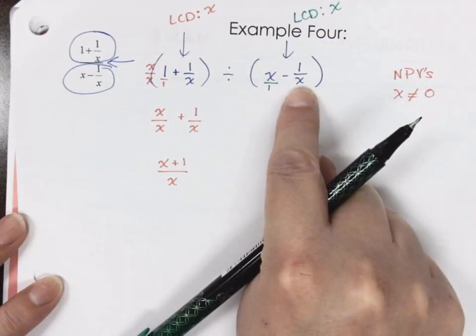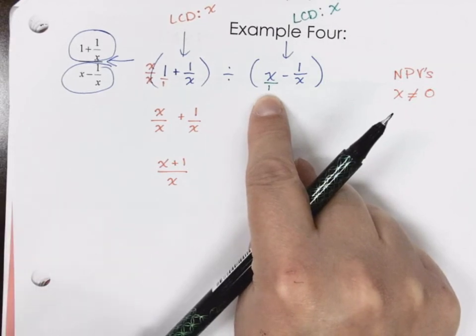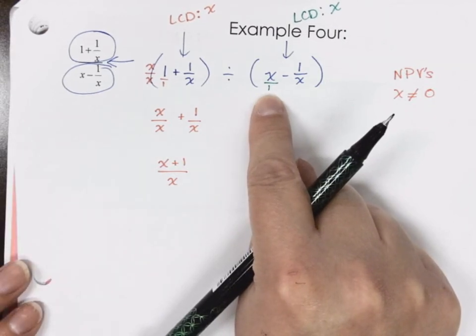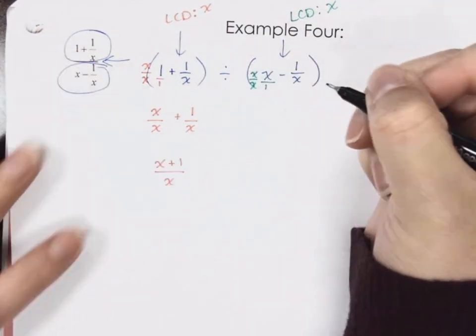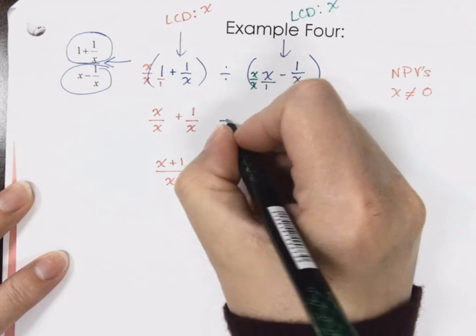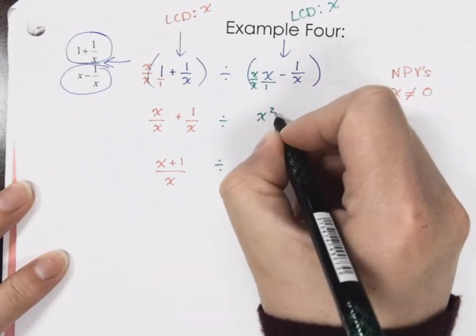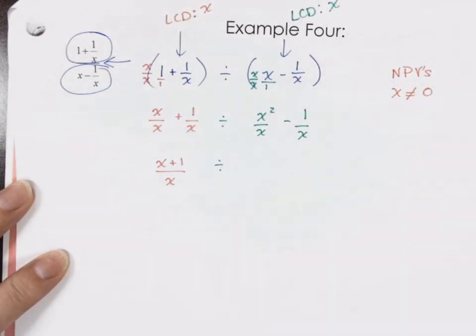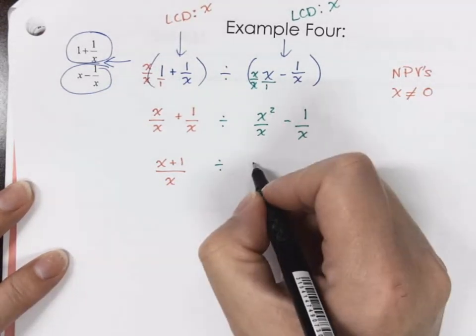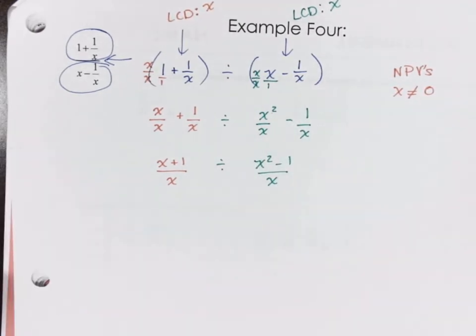So this one has the x. This one doesn't have the x on the bottom. I know it's on the top, but really we're just worrying about the denominator. So this one's missing it. So I have to times this one by x over x. So I'm going to put my divide symbol in here. So I'm left with x squared over x minus 1 over x. I'm going to combine them. I'm going to have x squared minus 1 over x. All right, this is looking good.